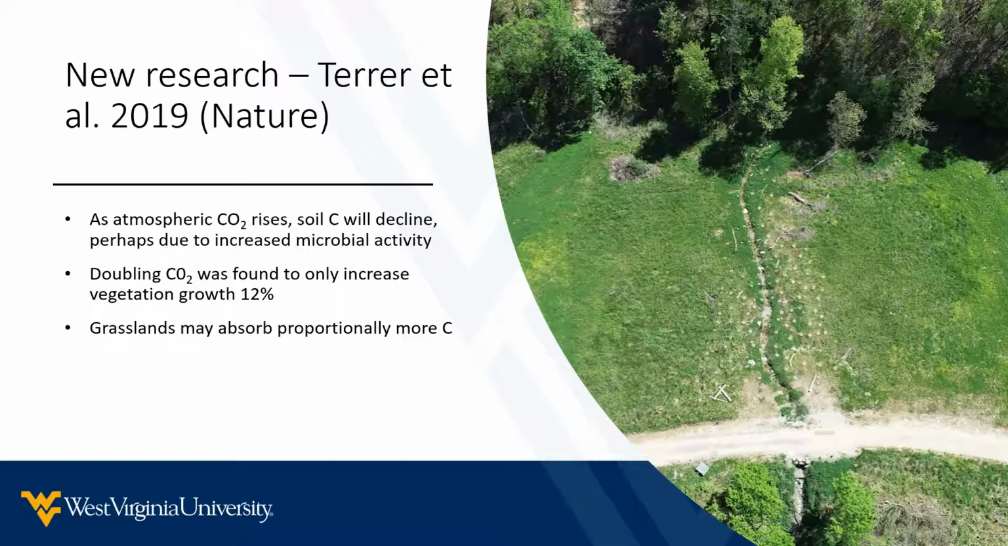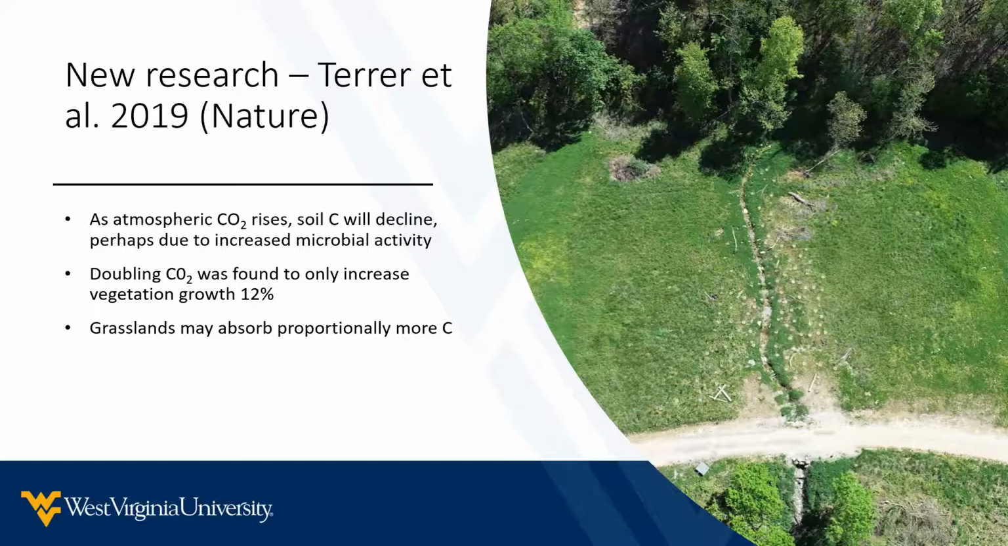through Terra et al. in 2019, found, this is another meta-analysis. Basically, as atmospheric CO2 emissions rise, the thought was that above ground biomass would also rise to keep up with that, and we'd also see carbon storage in the soil increase. But actually, they found that C in the soil was declining due to an increase in microbial activity. And that doubling of CO2 did not have the immediate response in vegetation that they thought it would, right?